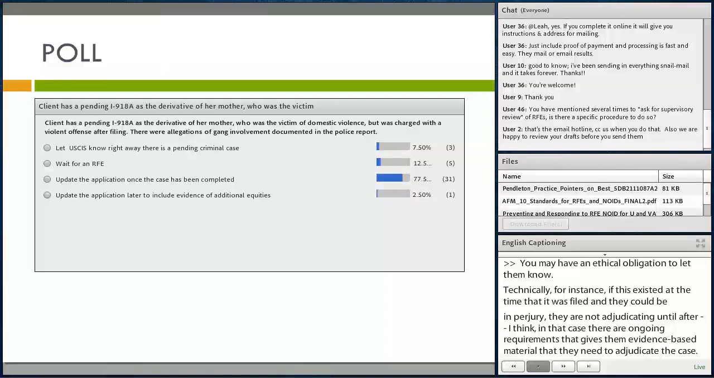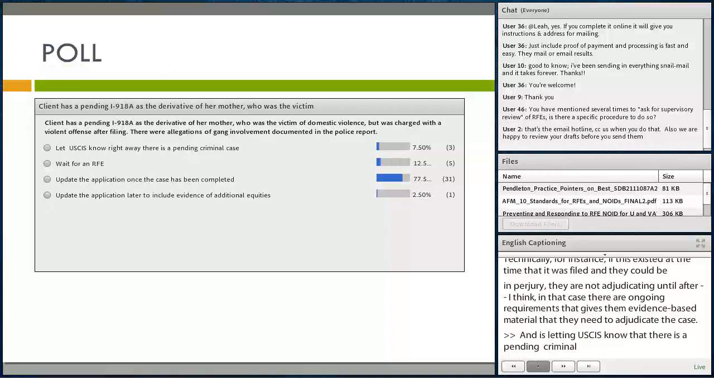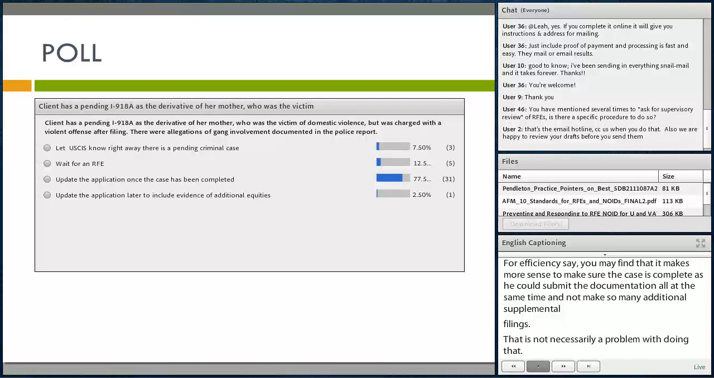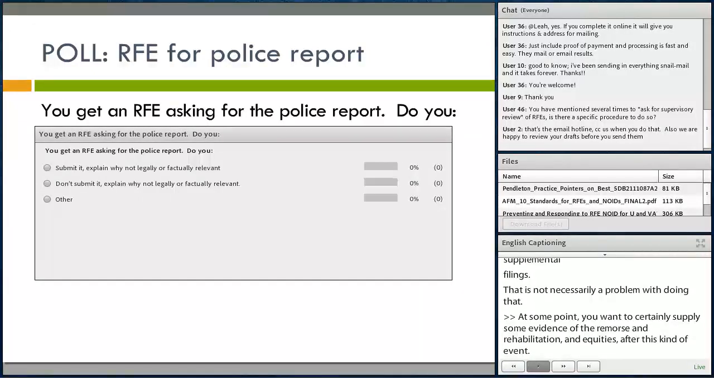And in terms of letting USCIS know right away that there is a pending criminal case, you can do that, but for efficiency's sake, you may find that it makes more sense to wait until the case has been completed so that you can submit the documentation all at the same time and not have to make so many additional supplemental filings. But there's not necessarily a problem with doing that. And then at some point, you would certainly want to provide evidence of her equities, right? You would want to provide evidence of the remorse and rehabilitation after this kind of event.